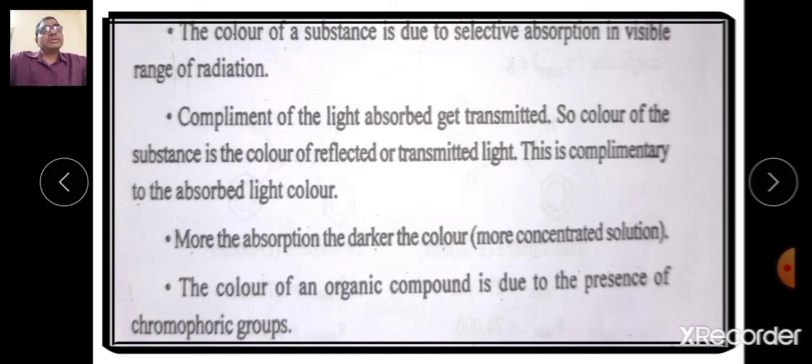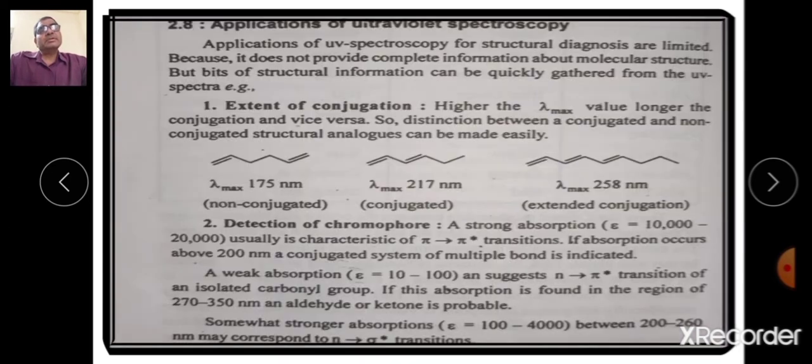Now let us go further to applications. These are the applications of UV visible spectroscopy. For structural diagnosis, complete diagnosis of the structure is not possible because the information obtained is not sufficient about the knowledge of molecular structure. Now what information is got? Let us see one by one.